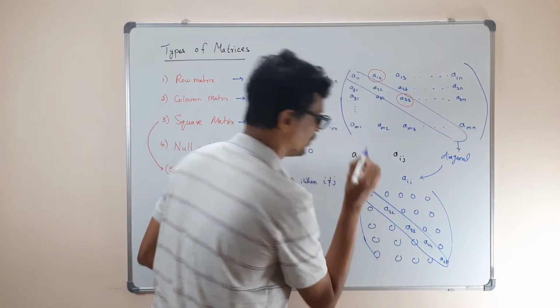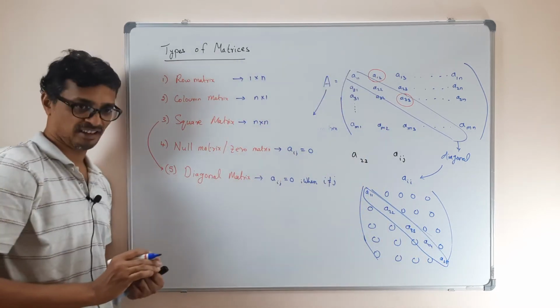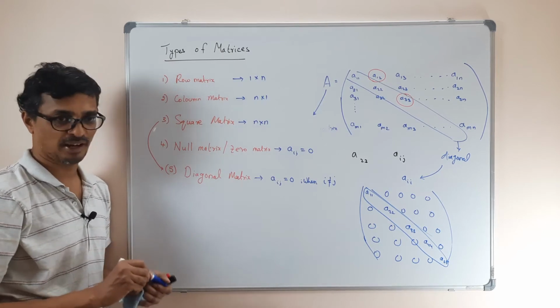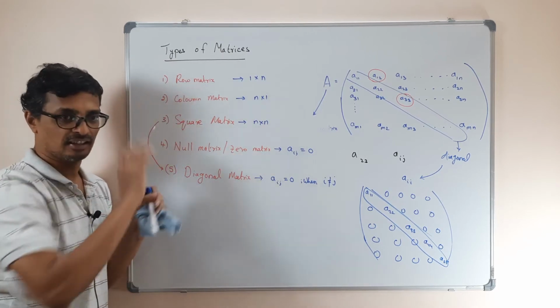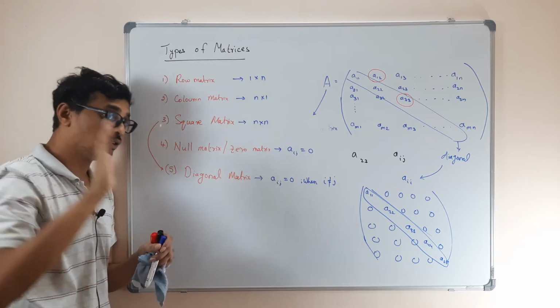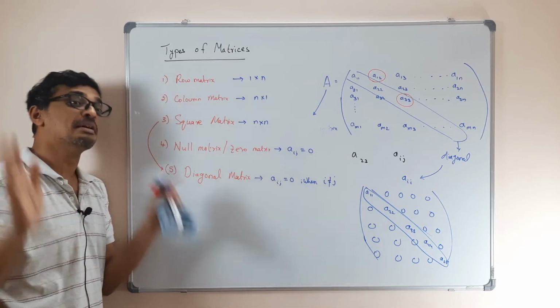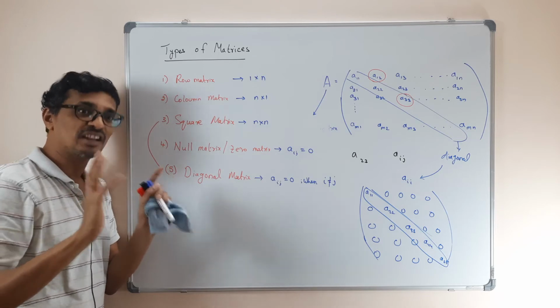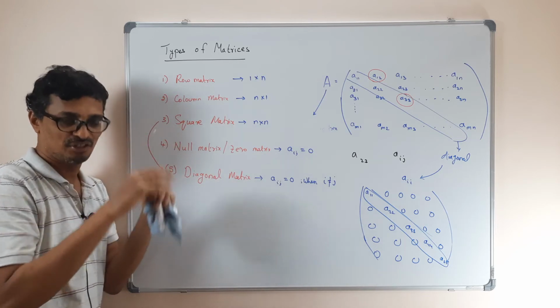Am I right? So this is a diagonal matrix. This is an example for a diagonal matrix. Now you can understand clearly all the types. Okay? Row matrix means what you know. Column matrix means now you know why do we need a matrix first of all. Why the matrix is required to solve the problems.